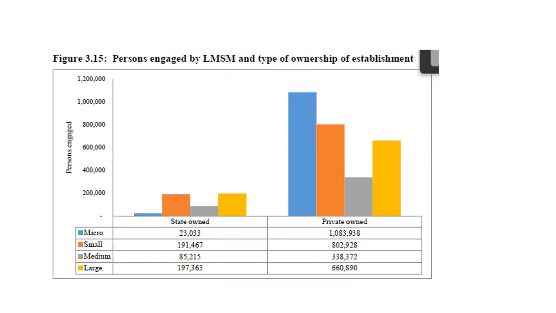Clearly we can see per the graphs that whereas the state-owned sector tends to employ more people within the medium and the large, we have more businesses within the private sector being of the form of micro and small scale businesses. So most people within the private sector are working in the micro and small scale businesses.